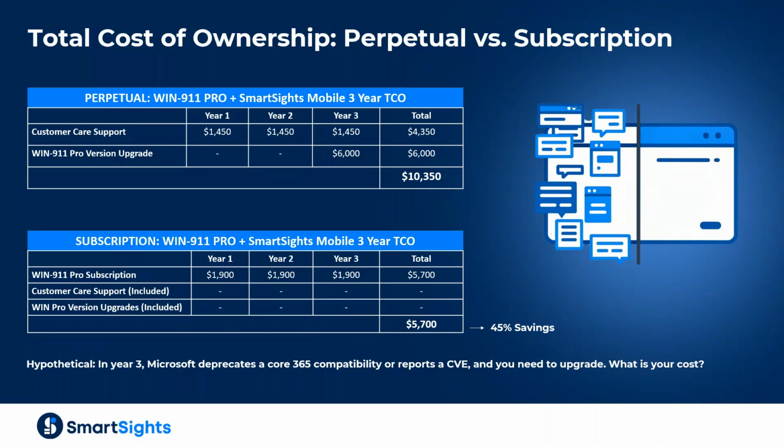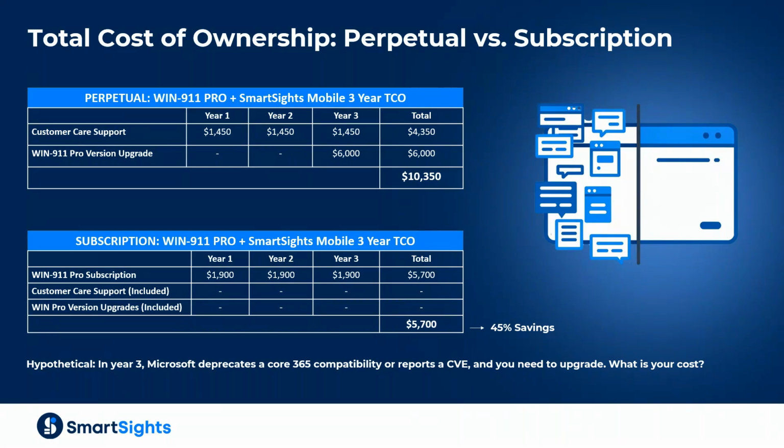Now, when looking at the actual numbers, we'll see whether these critical alarms meet the budget. In this scenario, an existing Win911 Pro Perpetual customer is currently using SmartSights Mobile, and on Perpetual Mobile, you're paying 1,450 a year just for the customer care support required to keep mobile active. Upgrades aren't included, so when you need a major version update, and you most likely will, that's 6,000 at current rates as a one-time charge.